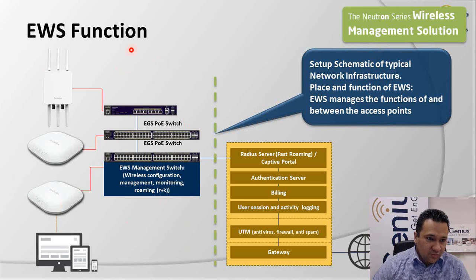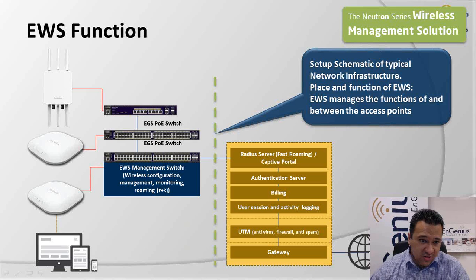So you have a network infrastructure starting from the internet and some site services to manage the network in some way. And then our part is starting from the infrastructure from the switch, the wired connection to the access points. And this is the function and the place where the EWS solution is functioning. And in this function, we have the management, the configuration, and the monitoring of the access point.